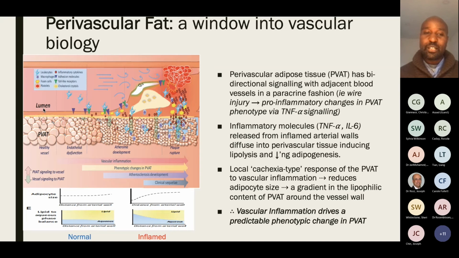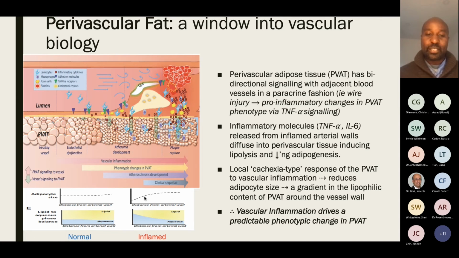And with the response, you get a reduction in the size of the fat cells or adipocytes, and you get a gradient in the lipophilic content of the tissue around the vessel wall. And this is shown in the bottom part here, where if you look at a normal, non-inflamed vessel, as you go out from the start of the vessel and go outwards, the size of the fat cells or adipocytes is fairly constant. And this is distinct from an inflamed artery, where as you go out from the vessel wall, you have smaller fat cells that tend to get bigger as you go distant from the wall.